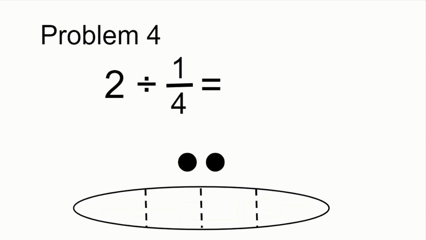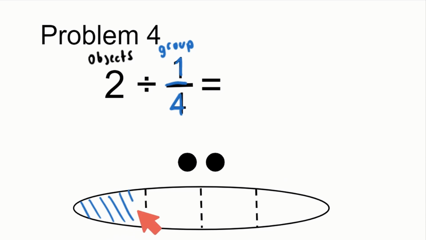Problem 4. 2 divided by 1/4. What does this problem represent? This problem tells me we have 2 objects, and we're going to evenly sort them into 1/4 of a group. So given my whole group, I'm going to place these objects into 1/4 of that group.